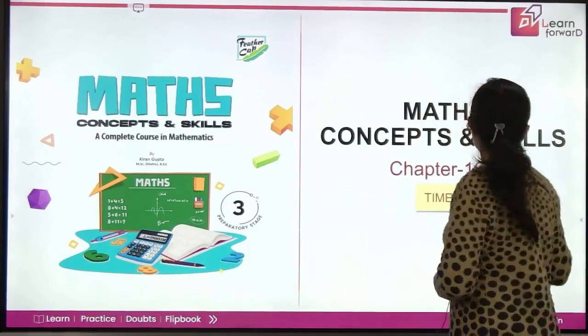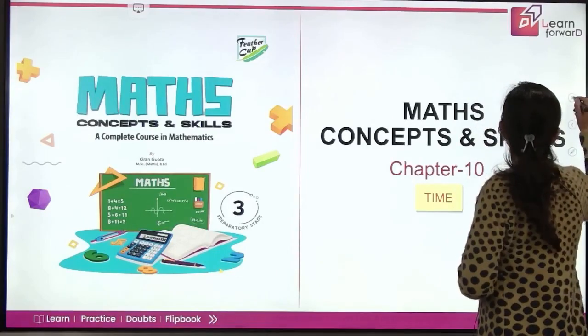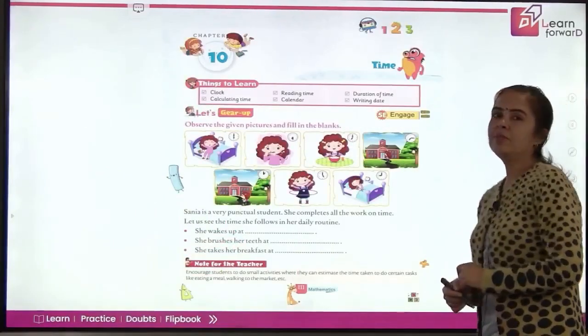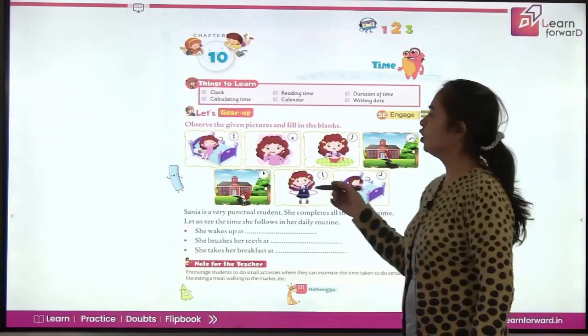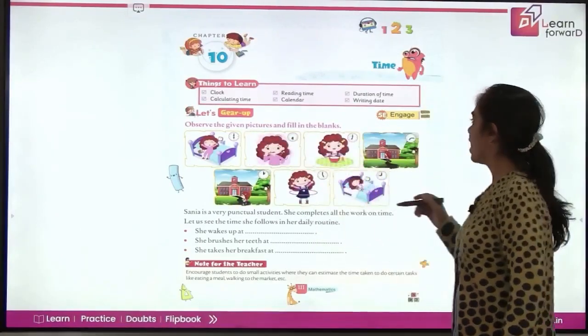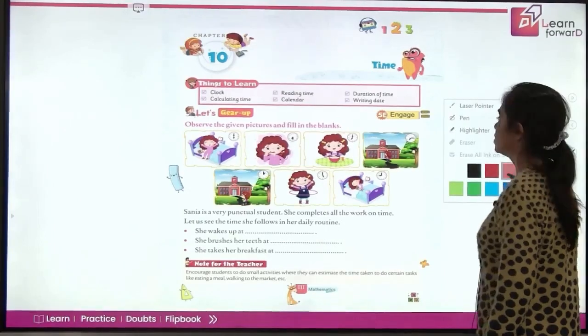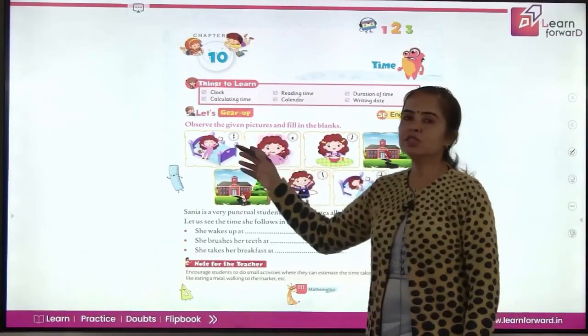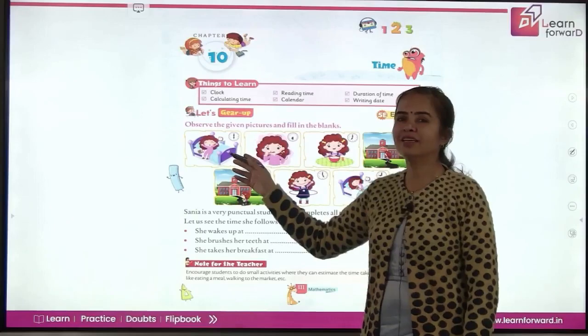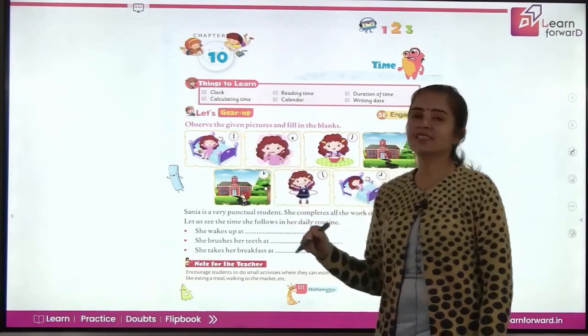We have already learned in grade 2 and 1 about time. Let's have a gear up exercise for you. Observe the given pictures and fill in the blanks. So, what do you see? Can you see the different clocks available? What's the time shown here? You read out? Yes, it is 6 o'clock.